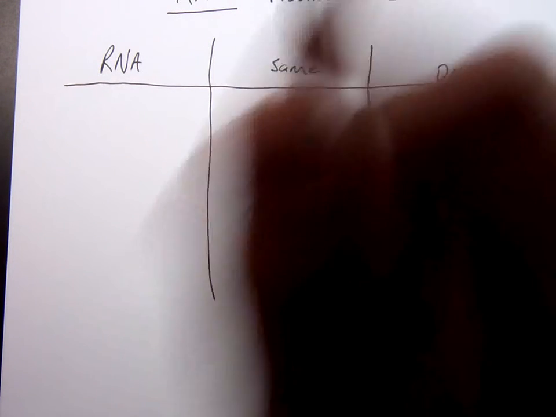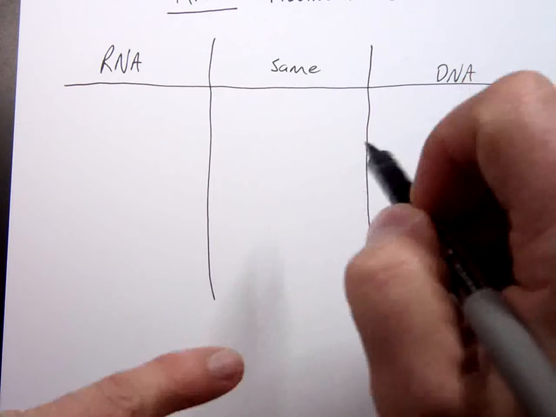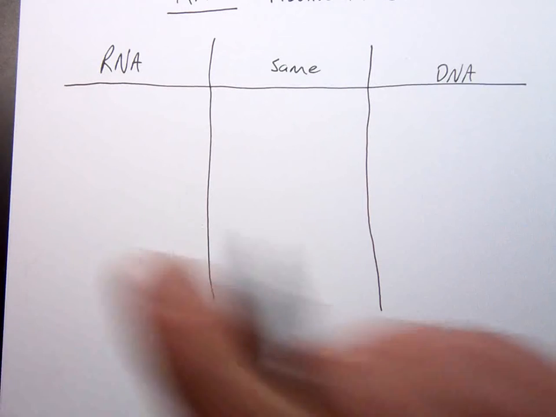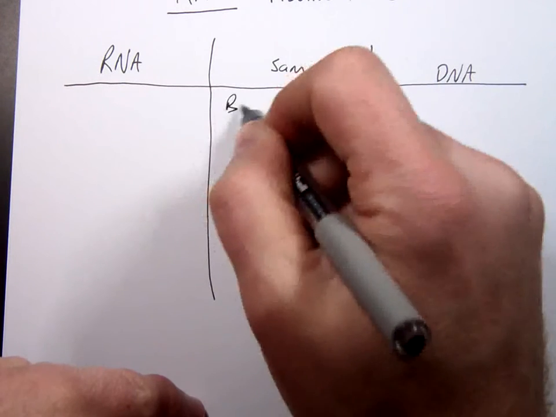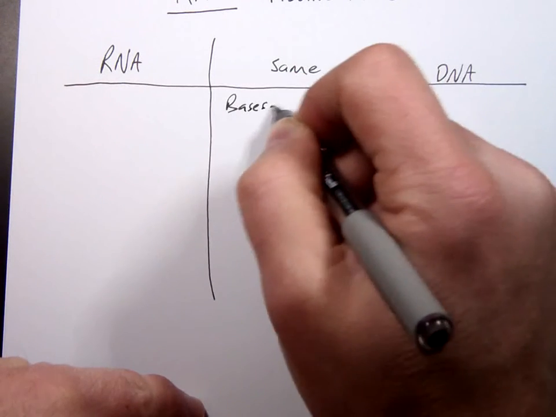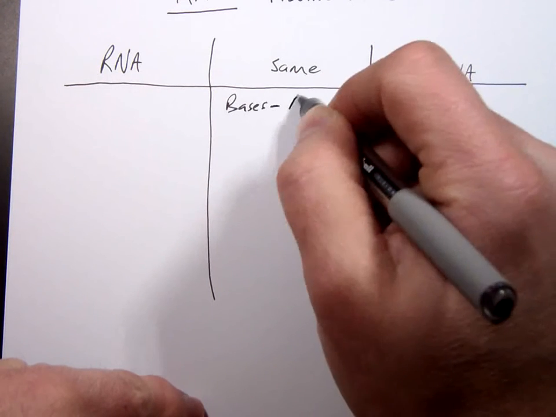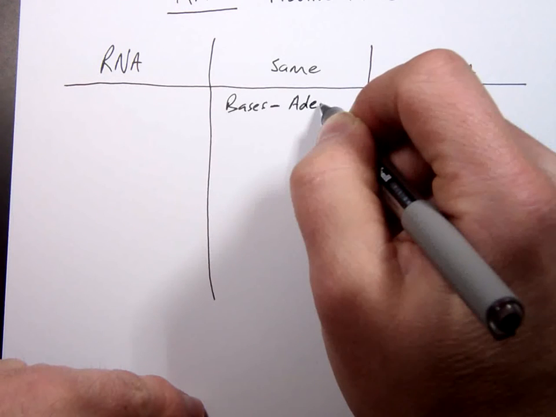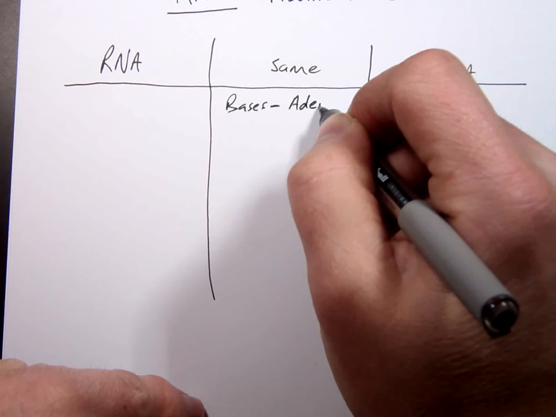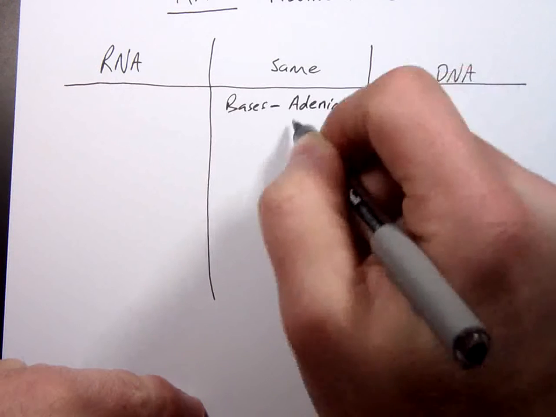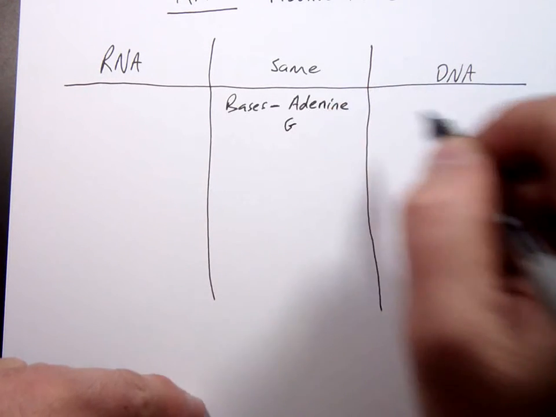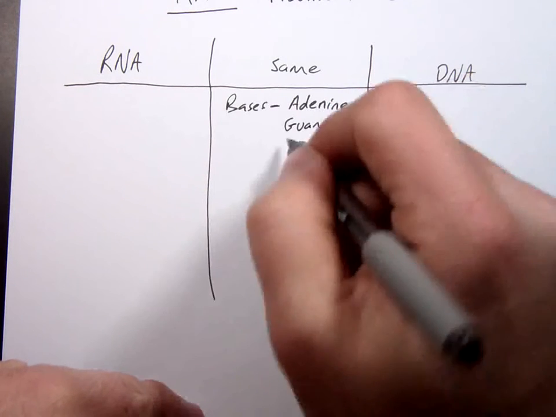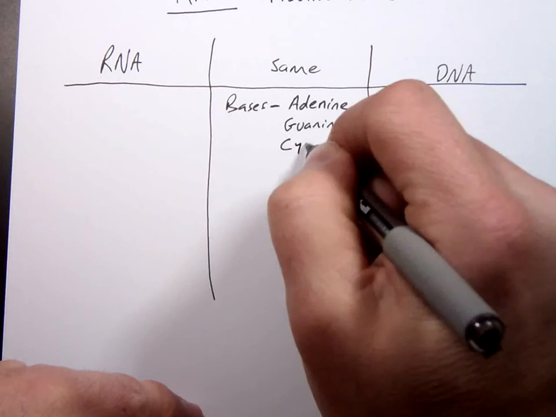First let's go with what they have the same. We know they have three of the bases that are the same. Give me some of those bases. They've got these bases that are the same between them. A, which stands for adenine. G, which stands for guanine. C, which stands for cytosine.